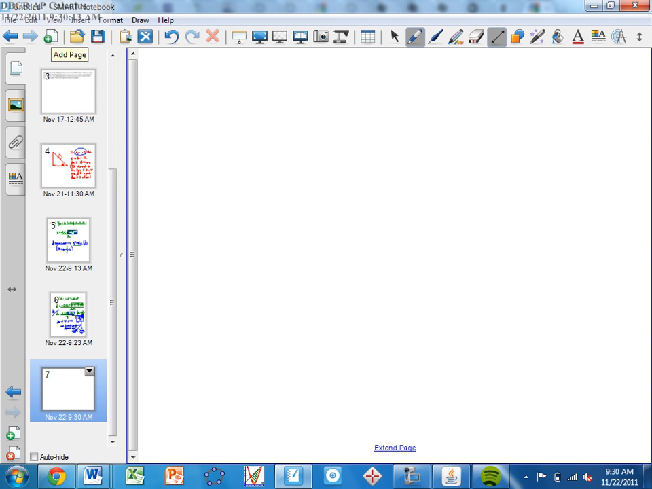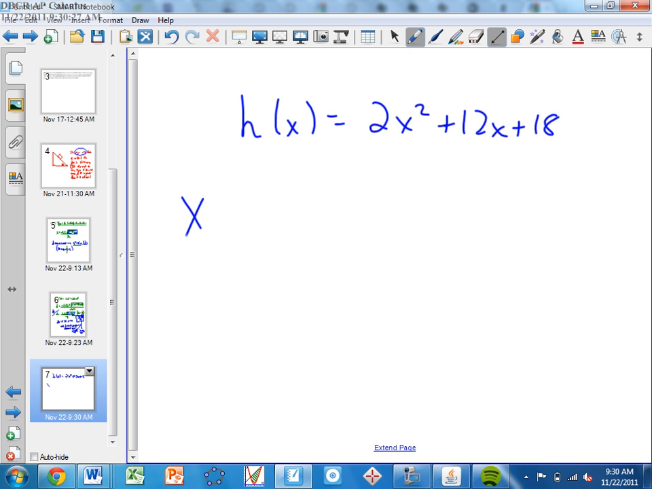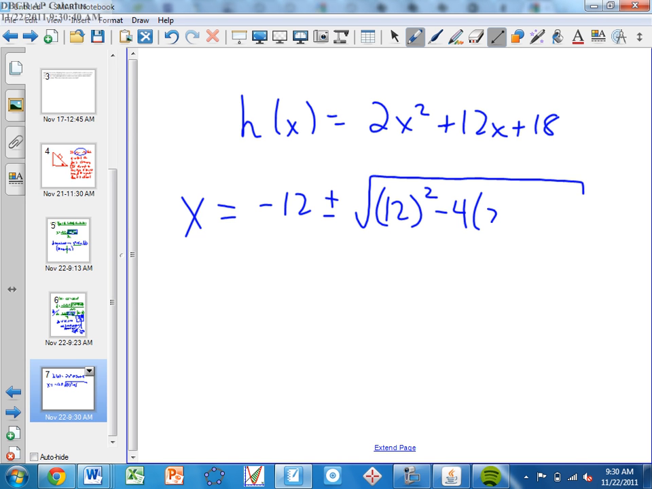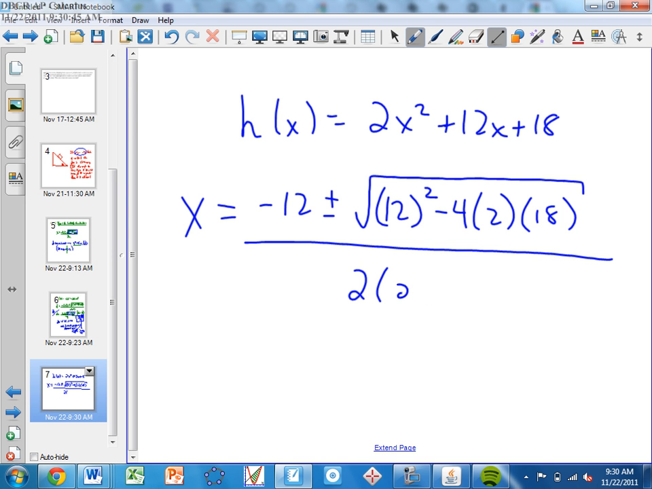For the second problem, we have h of x equal to 2x squared plus 12x plus 18. Now, looking at this problem, let's start off with the quadratic formula. Somebody want to step me through the numbers I'm going to use right now? Negative 12 plus or minus the square root of 12 squared minus 4 times 2 times 18, over 2 times 2. Over 2, that's right.